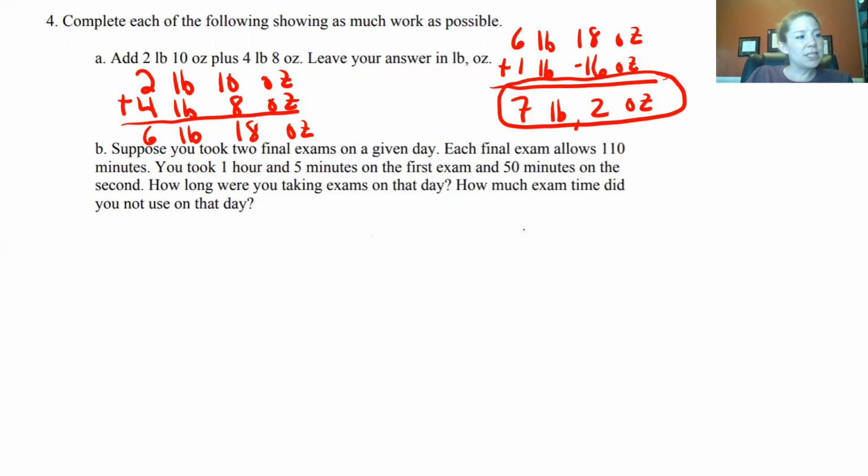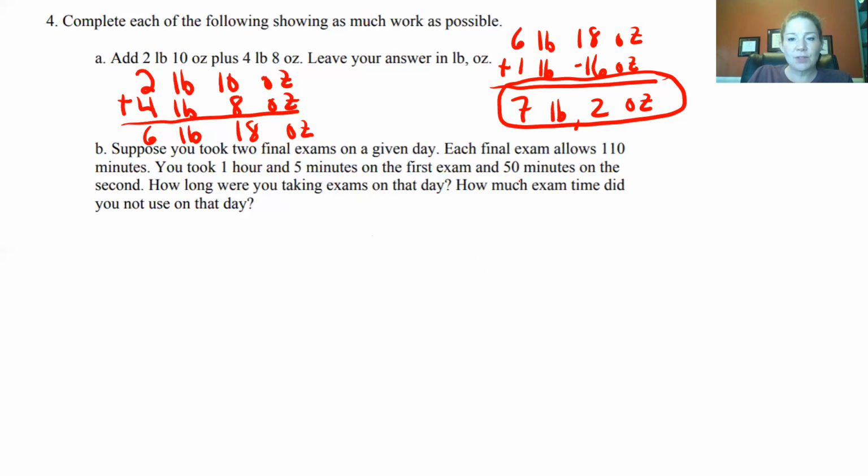All right, the next question is, suppose you took 2 final exams on a given day. Each final exam allows 110 minutes. You took 1 hour and 5 minutes on the first exam and 50 minutes on the second. How long were you taking exams on the day? The second question is, how much extra time did you not use on that day?